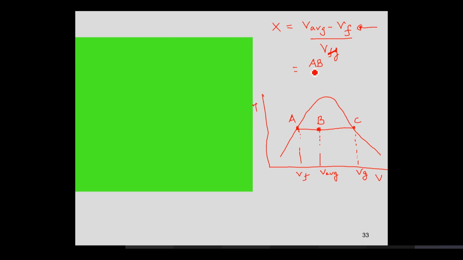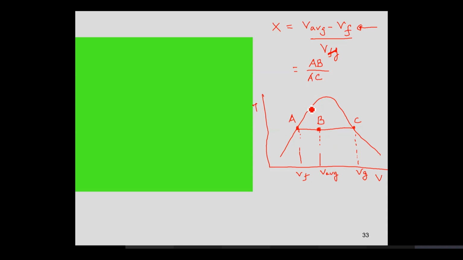And what would be the distance Vfg? A to C? No, sir. C to C. Vfg is what? Sir, C to A. C to A or A to C is the same thing.